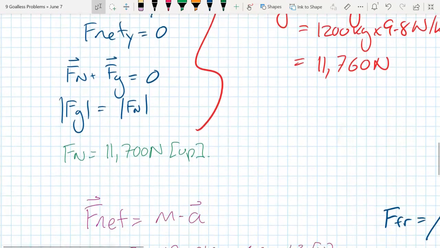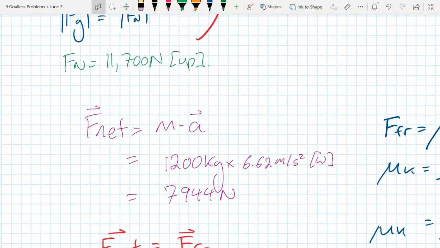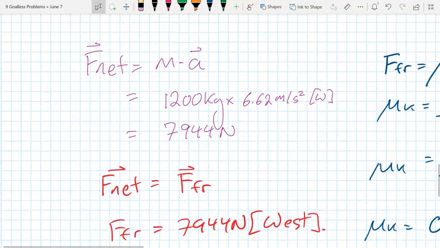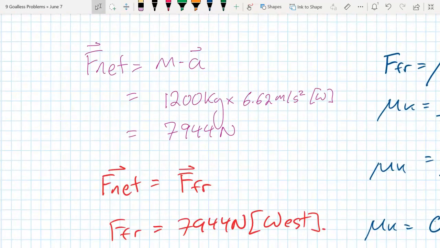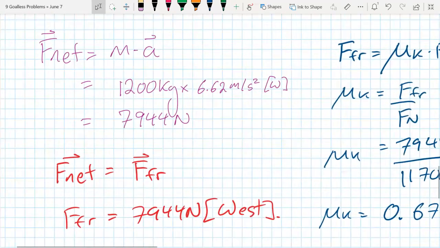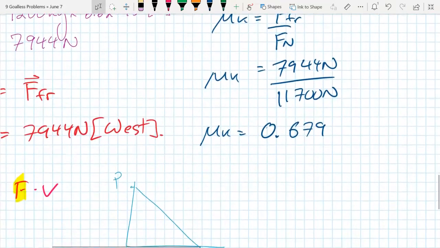Okay. I used Newton's second law to figure out the net force acting on the car. I recognized that there's only one force acting in the horizontal direction, the force of friction. Therefore, the force of friction is that. I figured out what the coefficient of kinetic friction is.